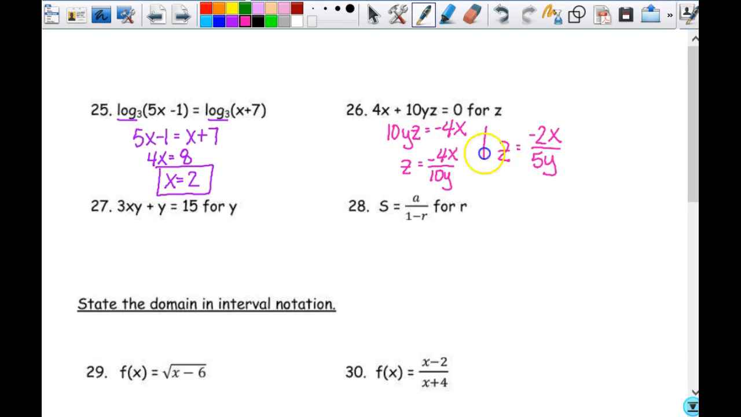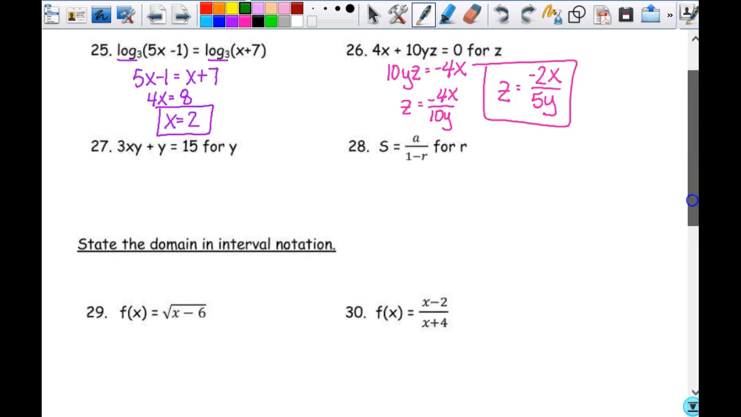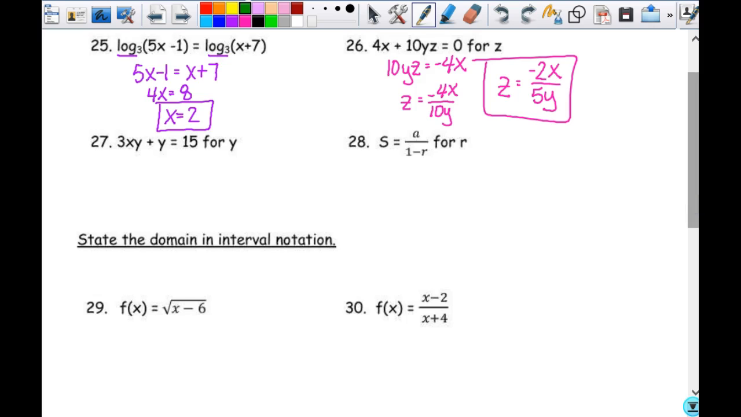Then I can reduce that, and we get that z equals negative 2x over 5y. All right, so then on 27, we are going to solve for y. I need to start by factoring it out. When I factor out the GCF here, I get y times 3x plus 1 equals 15. And then to get y by itself, I can just divide. So y equals 15 divided by 3x plus 1.